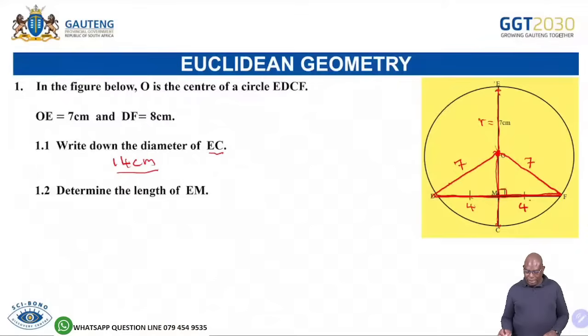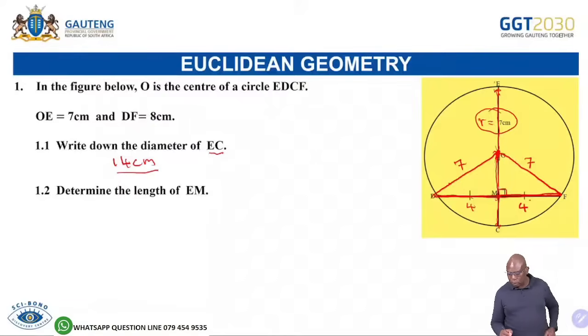Determine the length of EM. So I need E to M. I know E to O is 7. I don't know what O to M is. Otherwise I would just quickly add the 2 and get the length of EM. So I must first calculate OM. Then I can use this triangle. It's a right angle triangle, so I can use the theorem of Pythagoras.